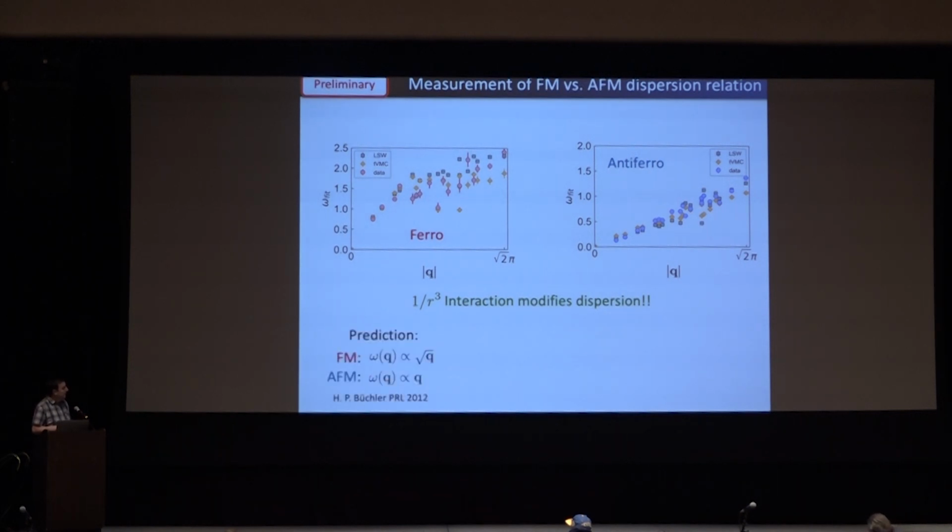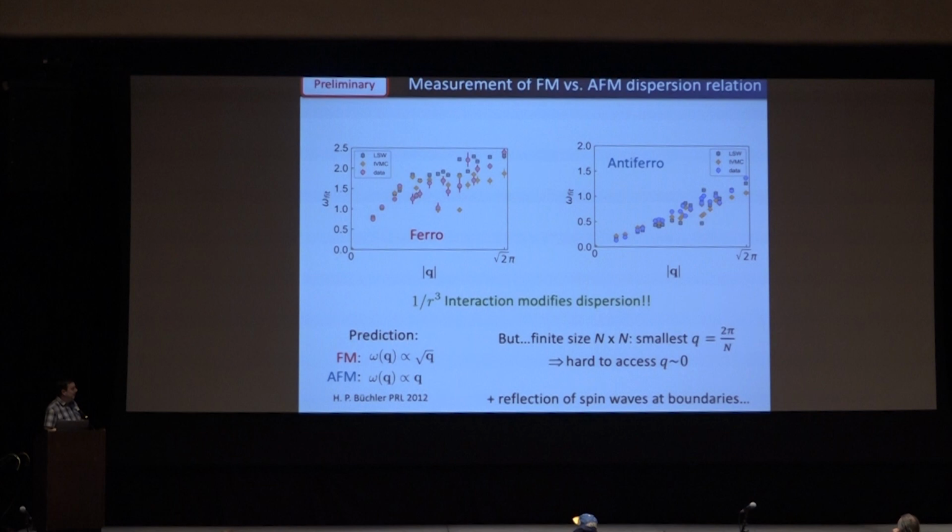Okay. And now you ask me, what about the prediction? Are you able to see something about the prediction? Well, the thing that we can say is that to be able to extract the dependence of the square root of Q for the case of the ferromagnet, one needs access to larger sizes, because it's very difficult to access Q equals 0. Moreover, you can also have imperfections due to the reflection of the spin waves at the boundaries. But nonetheless, you see that the behavior is very different.